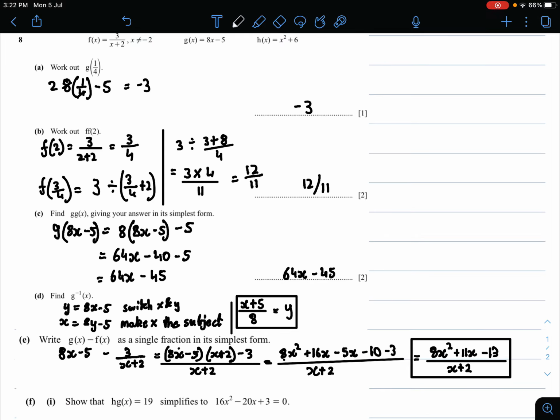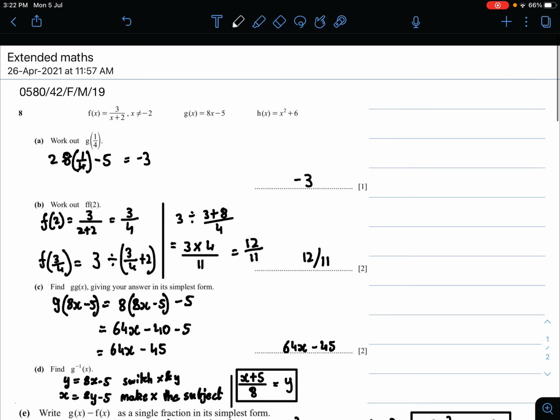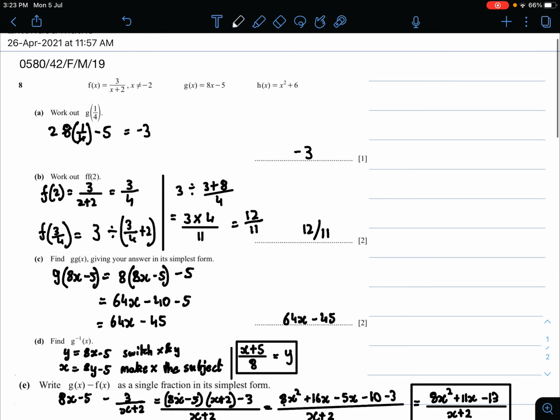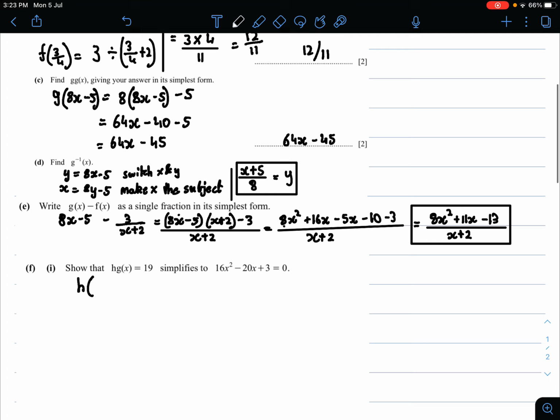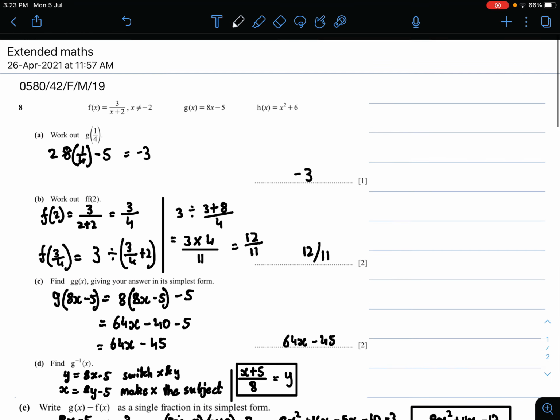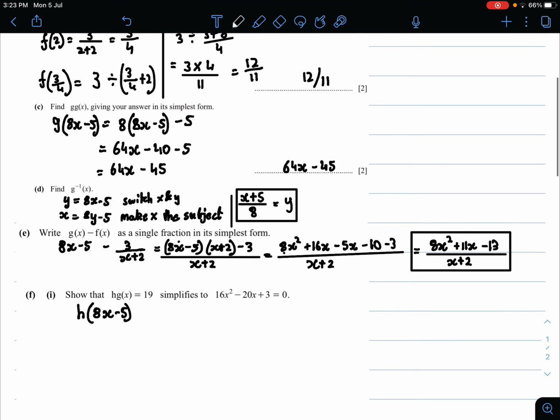Now let's move on to part F. Show that h of g of x is equal to 19. So basically what they are saying is, in the h of x function, we have to substitute the function g as x. So 8x minus 5, my bad. So if we do that, 8x minus 5, yes.